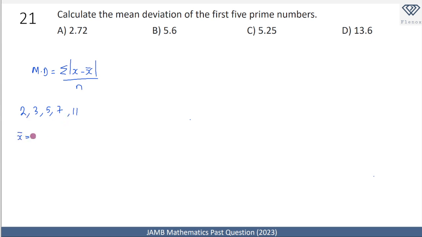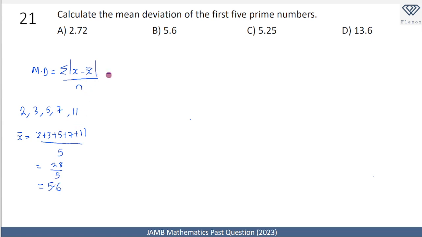You know the formula for calculating the mean. We just need to add all these numbers up and divide by the total numbers that we have. So that is just 2 plus 3 plus 5 plus 7 plus 11 divided by 5, which equals 28 over 5, and that is 5.6. So we found our mean, which is 5.6, and which is x bar.